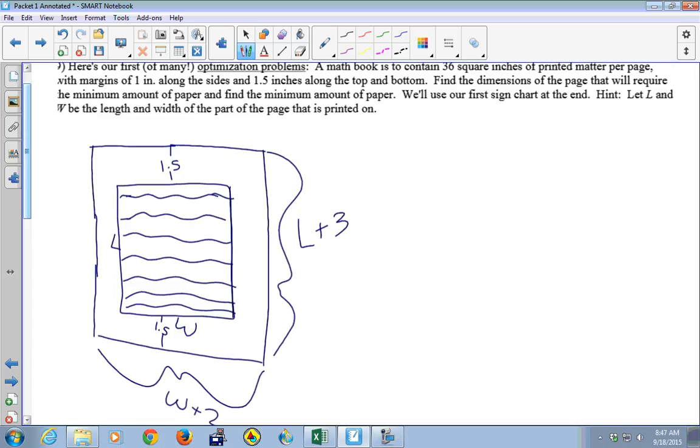And the area of the page would be what? Yes, it is 36 square inches, but how do you calculate area in general? L plus 3 times W plus 2. Yeah, the area of the page in the book is going to be L plus 3 times W plus 2. Is the 36 inches of printed matter supposed to be inside the box? Or the whole page? Inside the box. Yeah, inside the box. Okay, that is the 36 square inches.